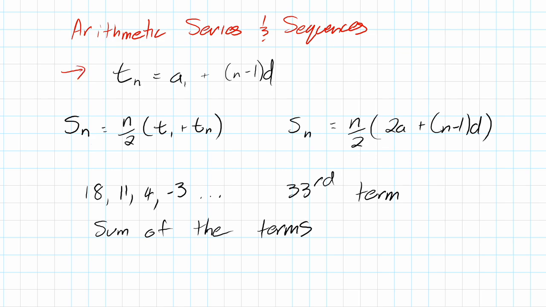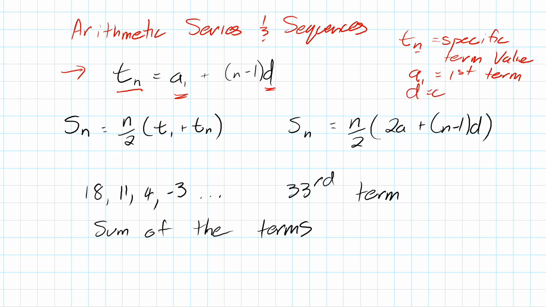This one here helps us calculate term numbers, so that's what Tn is, a specific term number. We're going to say specific because it depends what the n value is. Specific term value. Okay. A1 stands for the first term in the sequence. So we'll give it a little title. First term. So whatever the value of that first term is. D is the common difference. Common difference.